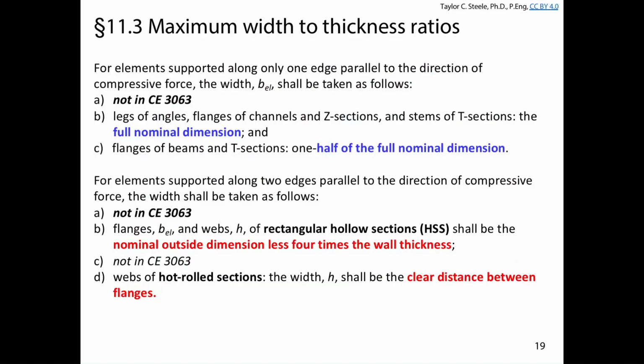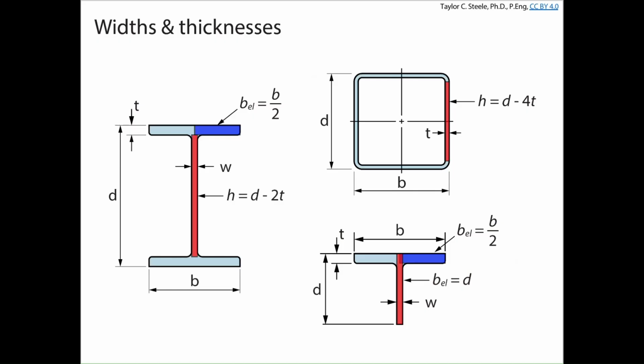For flanges of beams and T sections, we take 1/2 of the full nominal dimension, and I'll show you what that looks like in a picture on the next slide. For elements supported along 2 parallel dimensions, this is important primarily for rectangular hollow sections, or HSS. Basically, we take the nominal outside dimension minus 4 times the wall thickness, and I'll show you why. And then for webs of hot rolled sections, we take H, which is the clear distance between flanges. So that's great. Words are helpful, but pictures are worth 1,000 words.